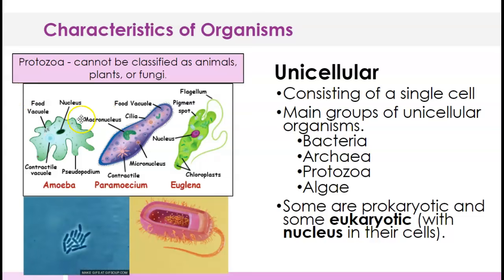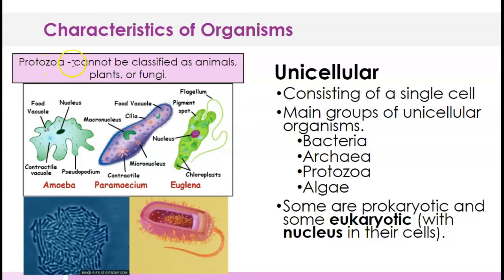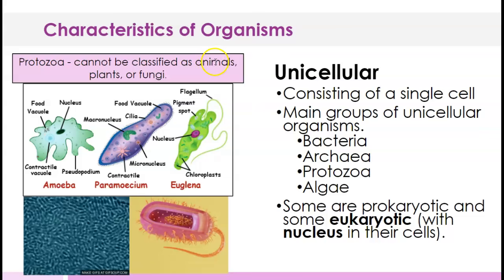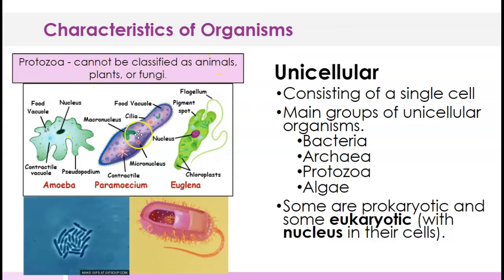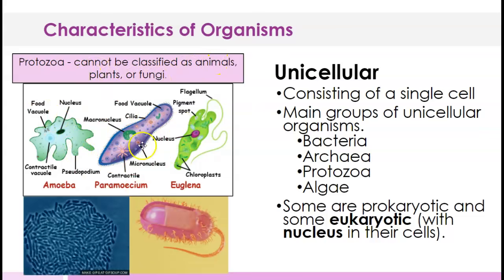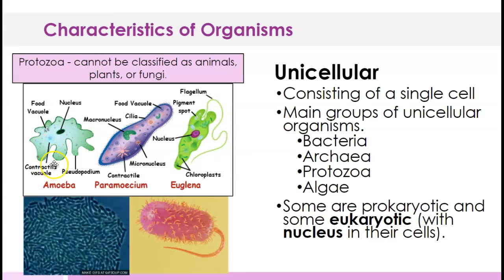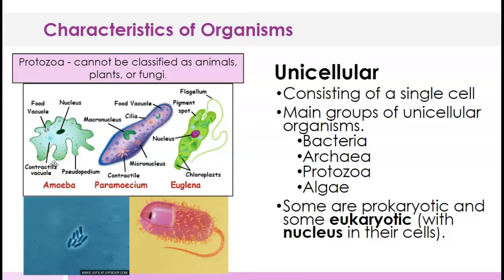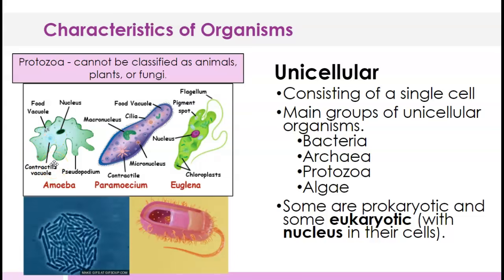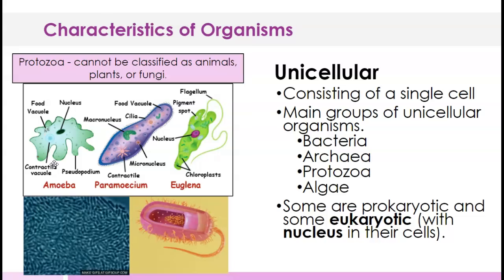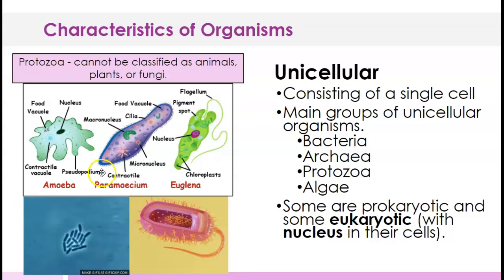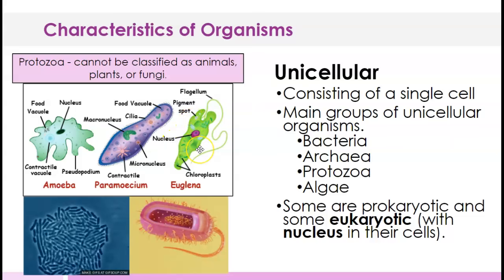As you look at this group right here, protozoa can be classified as an animal, plant, or fungus based on the way that they look. So they have to give them their own little classification and call them protozoa, because an amoeba is going to eat food, but some of them can also do photosynthesis. So you're like, are you a plant or are you an animal? So they need their own little kingdom, just like the paramecium and the euglena.